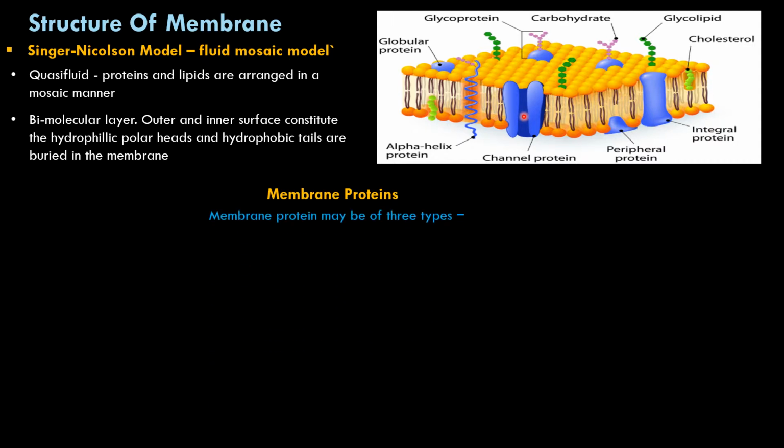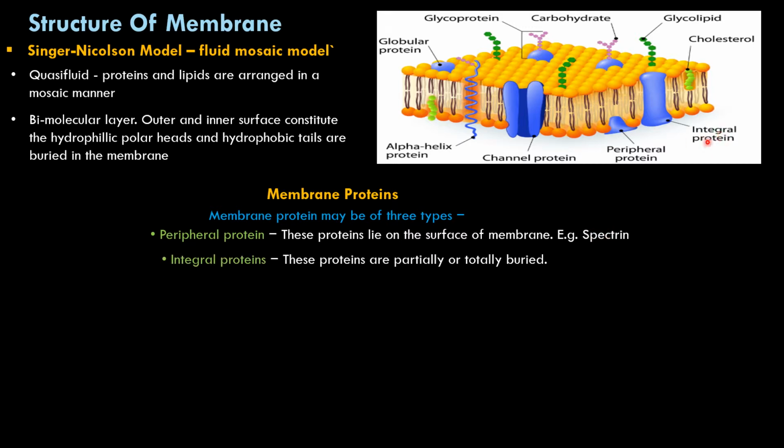divided into three types, mainly based on their ease of extraction. The first is the peripheral protein. They are present superficially on the outer and inner surface of the membrane and are very easy to remove by mild simple treatment. One example is peptide.